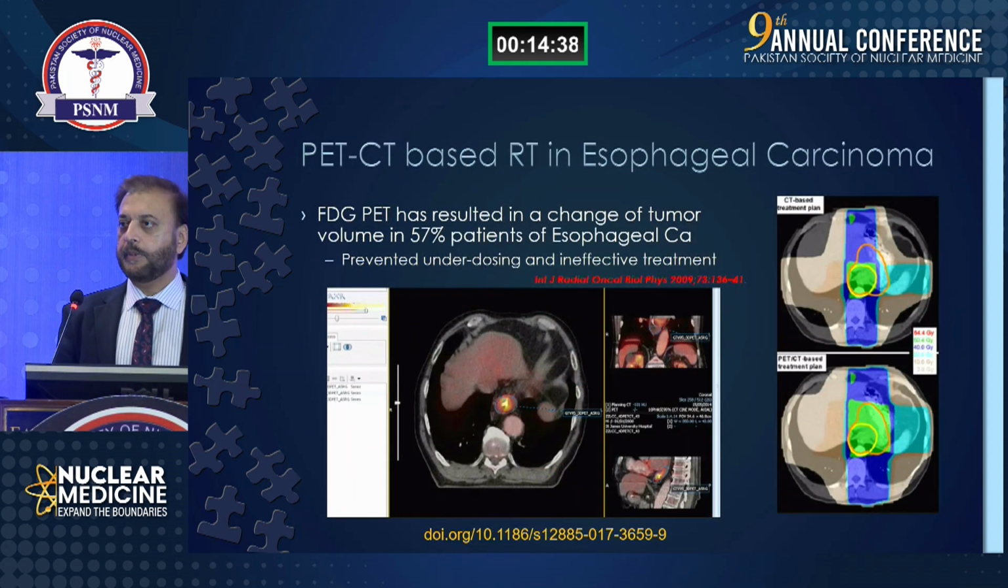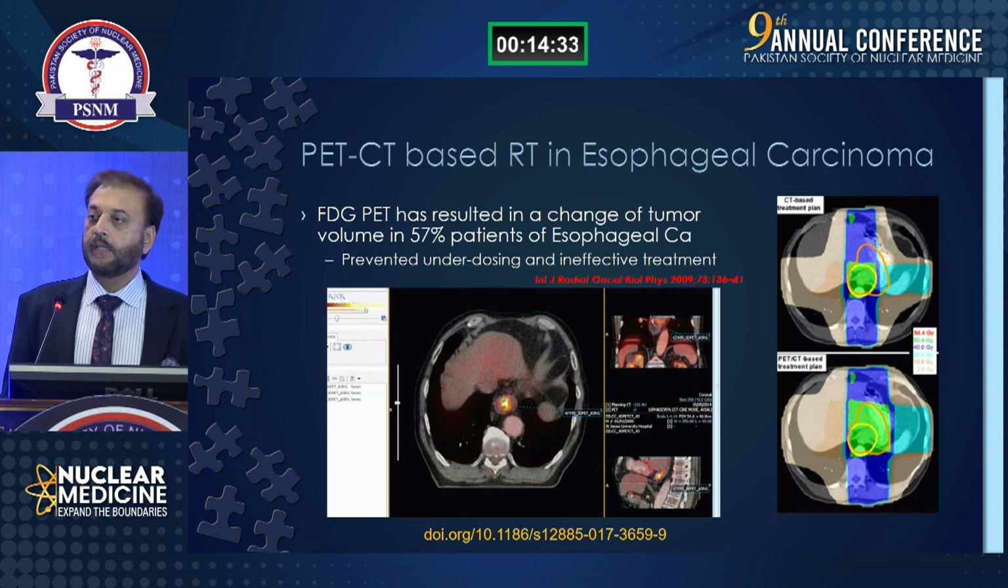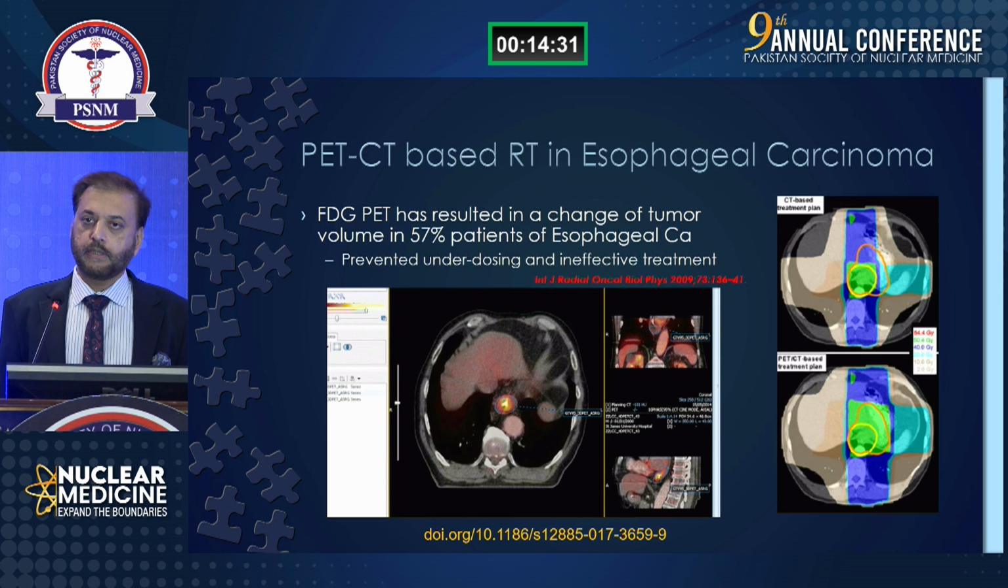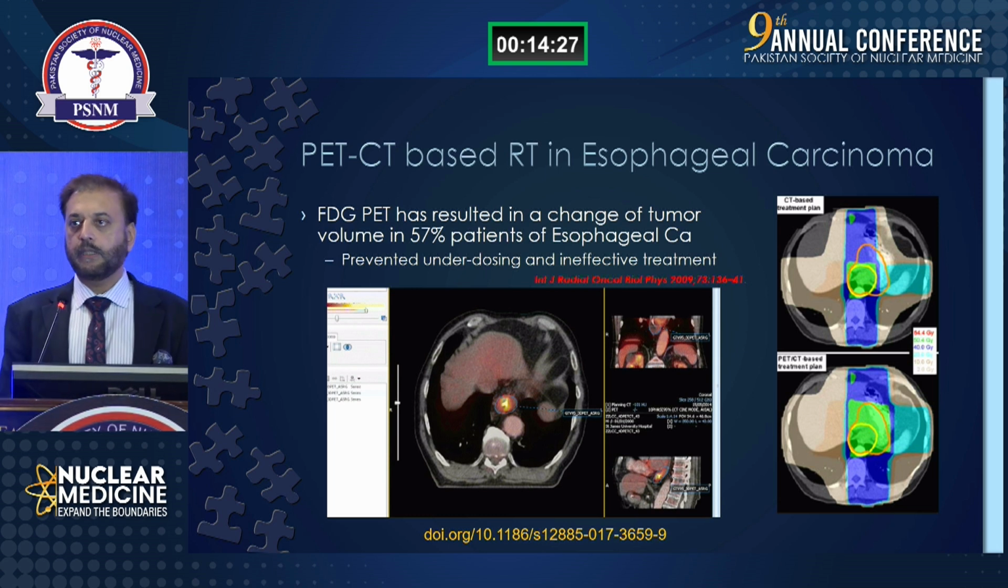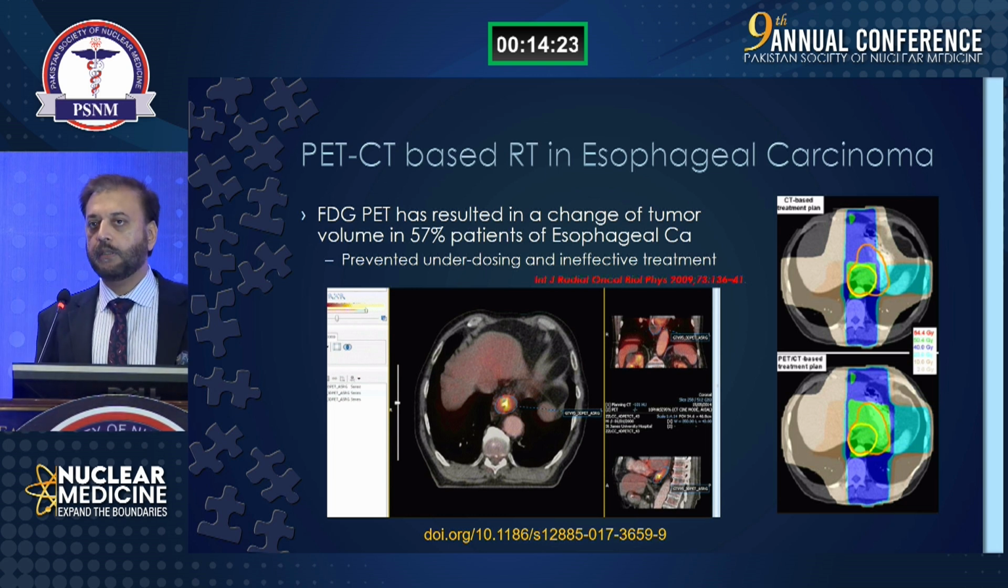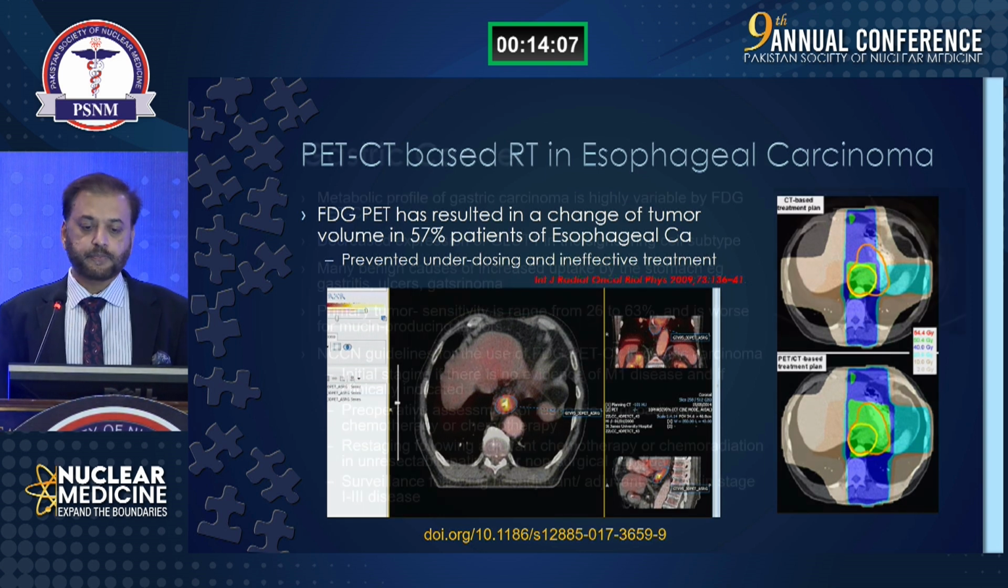So the novel applications which have been suggested for the esophageal carcinoma, I have found two interesting studies to share today. They found that if FDG PET-CT is used for the treatment planning before radiotherapy, it can prevent underdosing and ineffective treatment, particularly in patients who are receiving chemoradiation or radiotherapy as a definitive treatment before surgery, or in cases of incurable surgical patients.